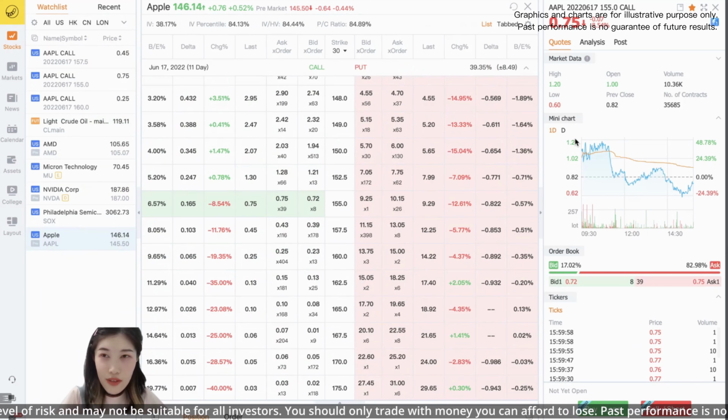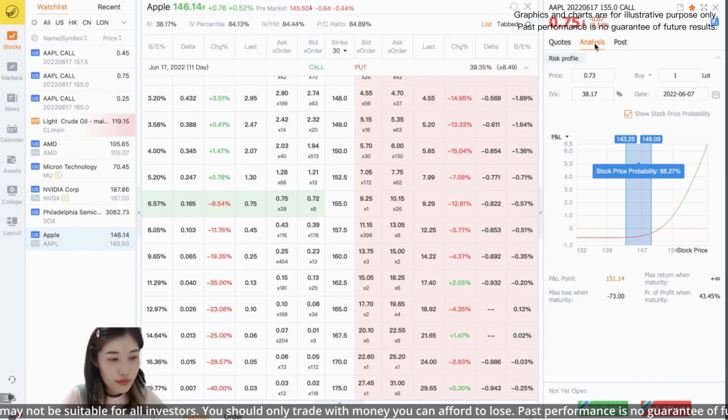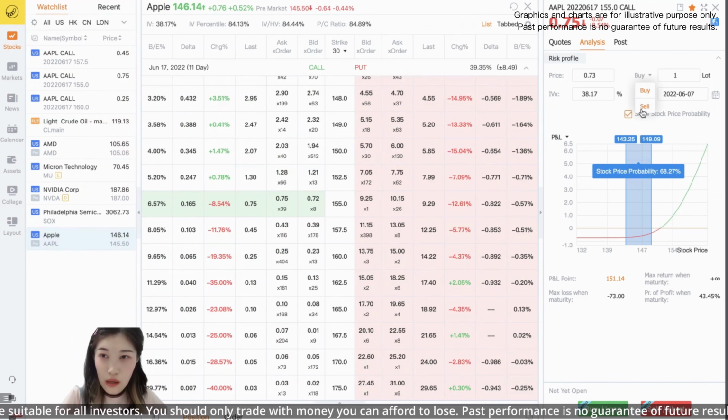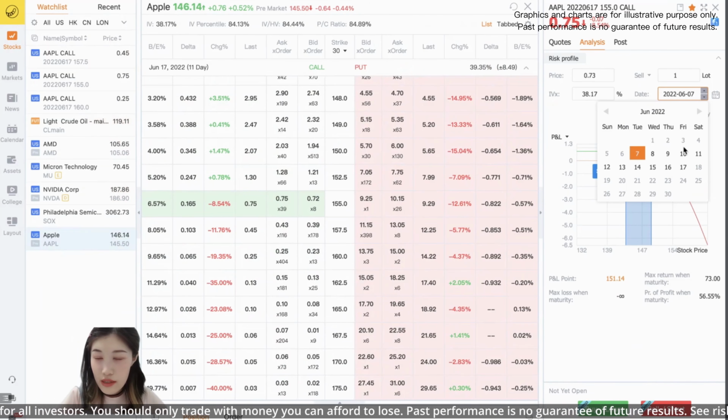Now, let's dive into the call option we just picked and click on analysis here. And I will change the direction from buy to sell, since we're selling options. And so does the expiration date.